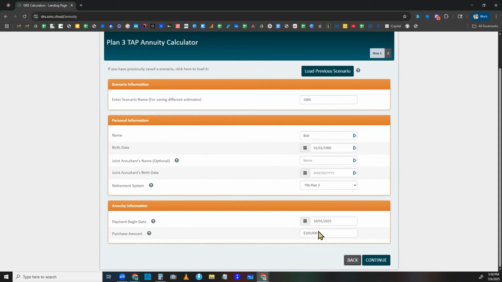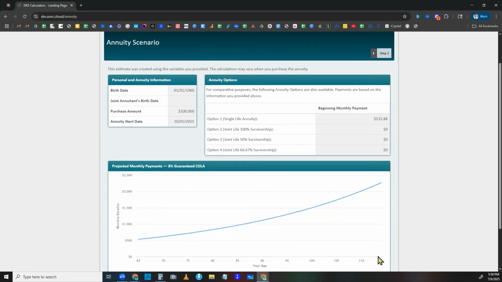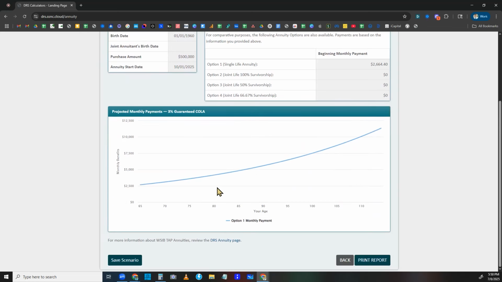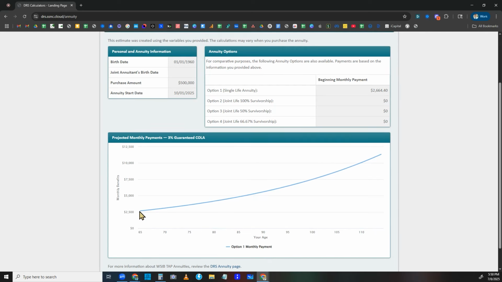All right, let's go back one more time. So how much would $500,000 purchase inside of a TAP annuity? So if you have $500,000 today, and let's say you're 65, you could expect to get about $2,600 per month. And that's for the rest of your life. You'll get that figure. That's on top of your Social Security, on top of your pension. And as you can see, it grows over time. So it would essentially double by the time you turn 86. You'd be getting over $5,000 per month.